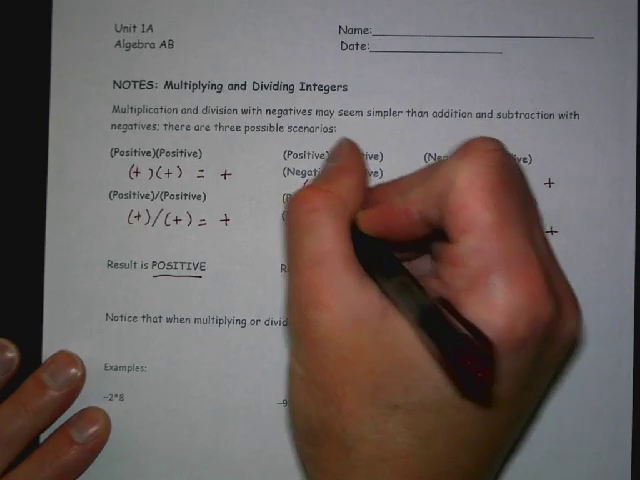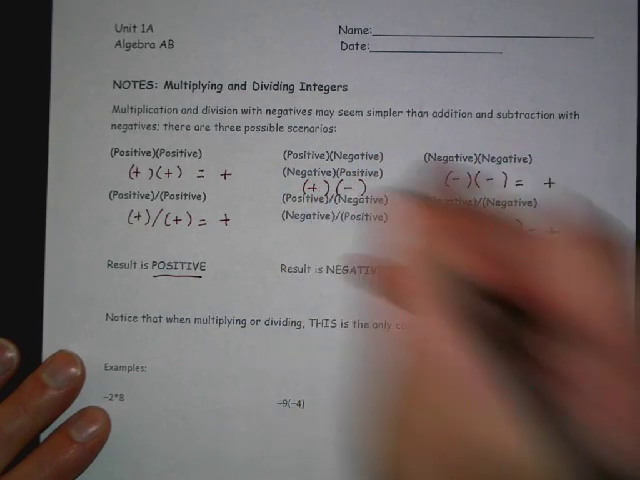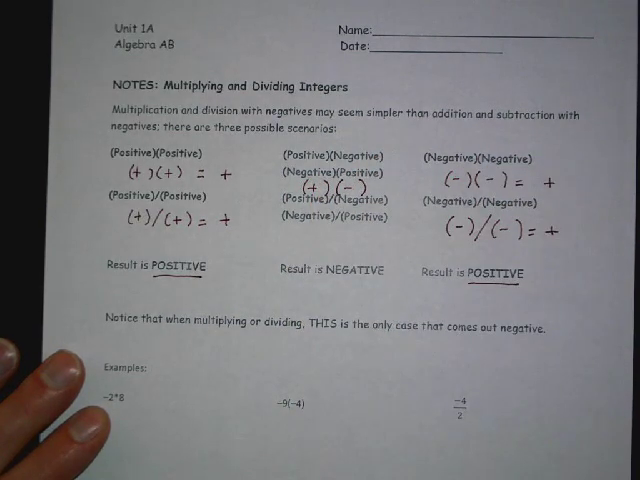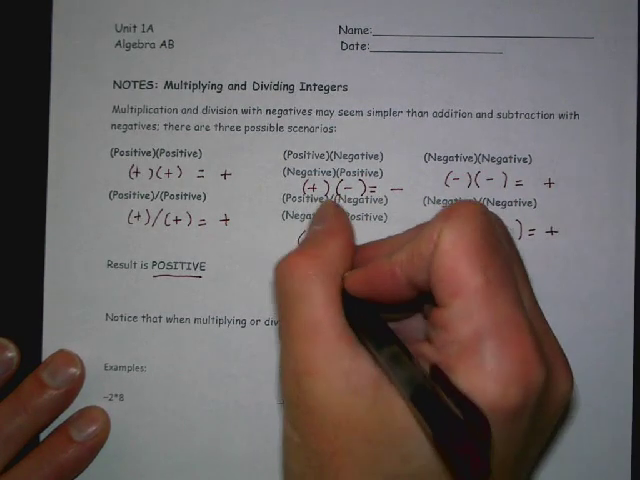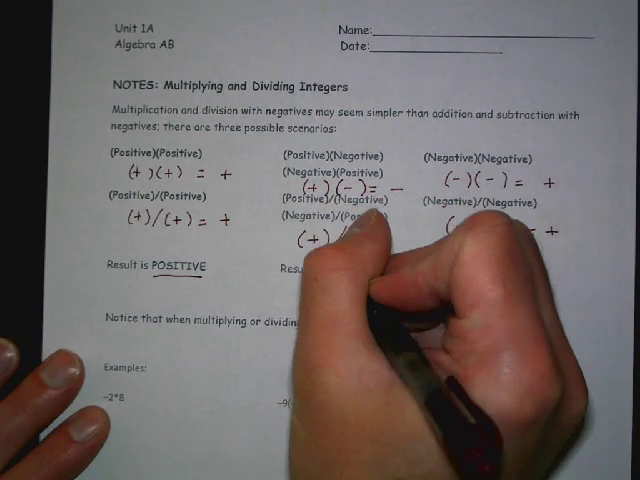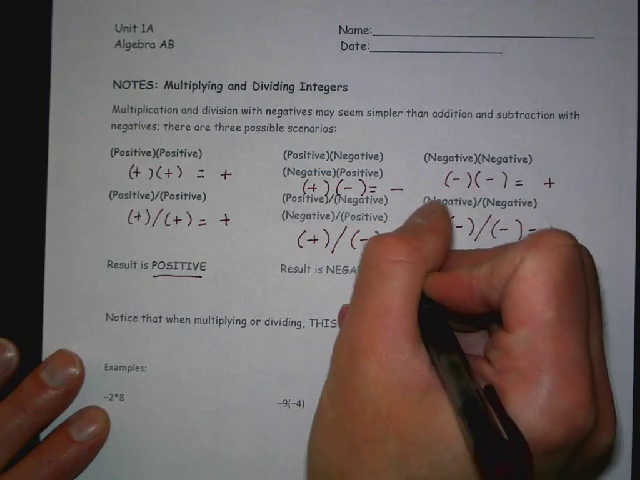So if we have a positive times a negative, or the order doesn't matter, it can be a negative times a positive, that will give us a negative answer. Or a positive divided by a negative, that will give us a negative answer.